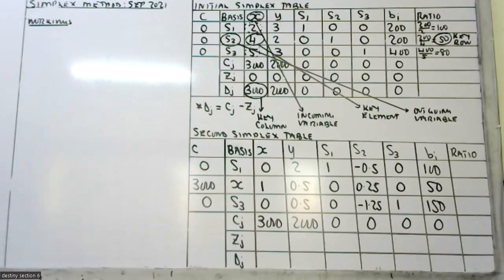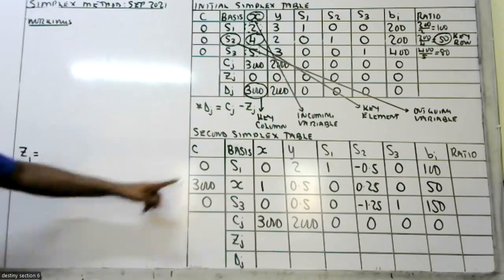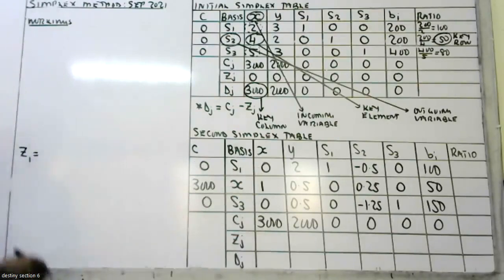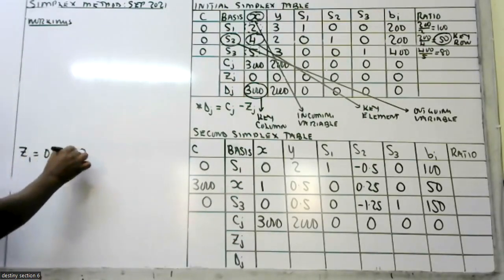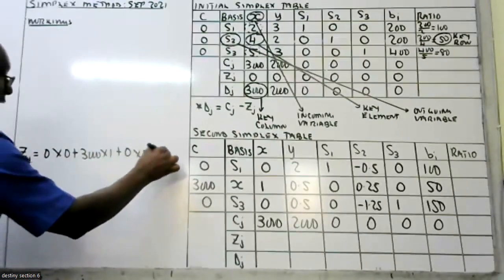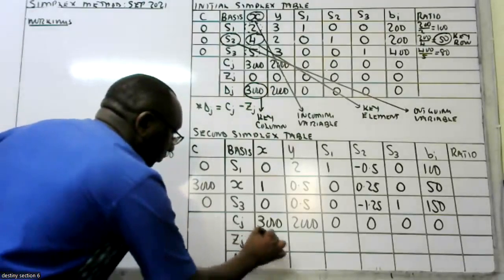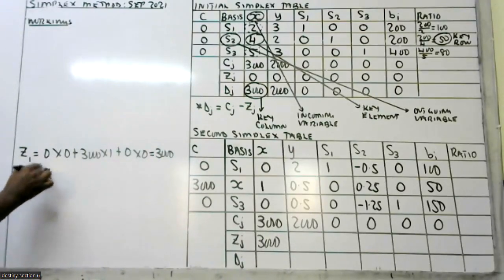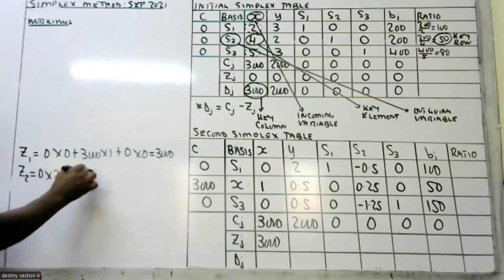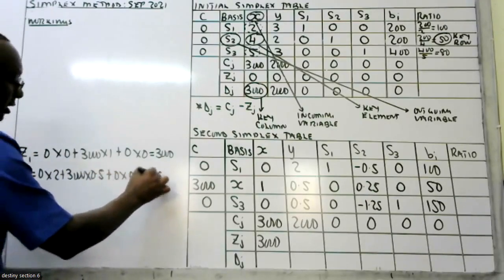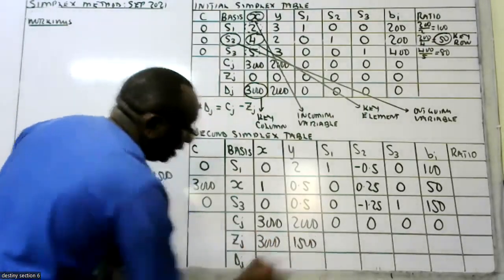So what happens now when you come to ZJ? You can say Z1. You take these values that are here in column C, you multiply with the corresponding values where your Z is. So the first one will be 0 times 0 plus 3000 times 1 plus 0 times 0. And the answer is 3000. So that 3000 inawekwa hapa. When you come to Z2, it will be 0 times 2 plus 3000 times 0.5 plus 0 times 0.5. That gives us 1500. So unaweka 1500 hapo.